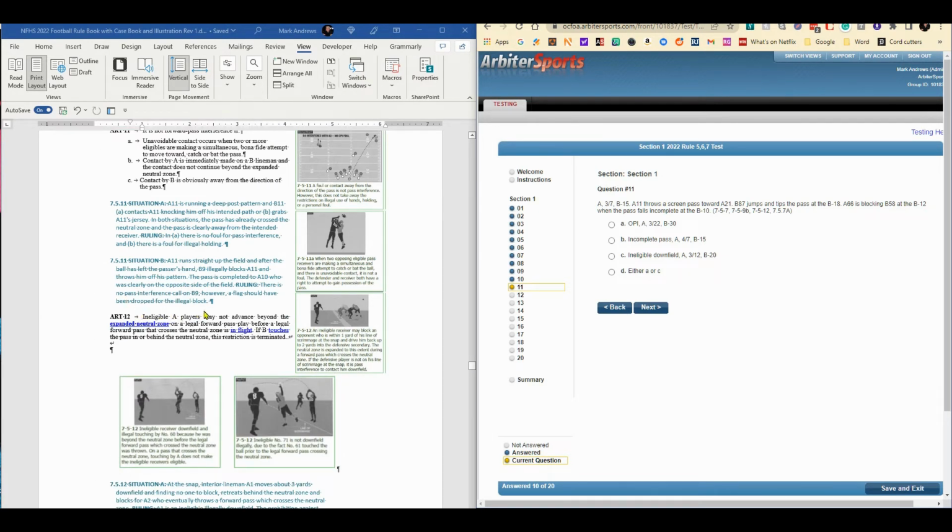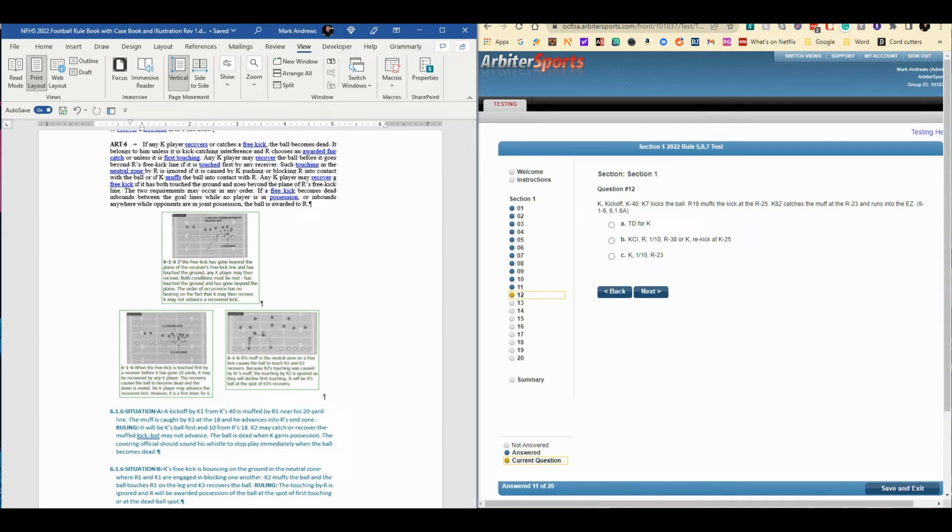says ineligible A players may not advance beyond the expanded neutral zone, which, as we know, is 2 yards, on a legal forward pass play before a legal forward pass that crosses the neutral zone is in flight. If B touches the pass in or behind the neutral zone, this restriction is terminated. So, because of B's touching, we do not have an ineligible player downfield, and we do not have pass interference. This is simply an incomplete pass. Answer is B.